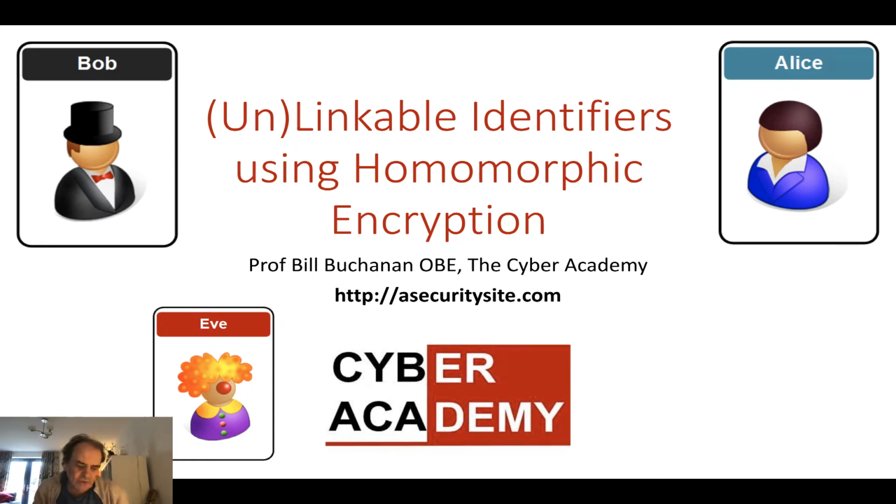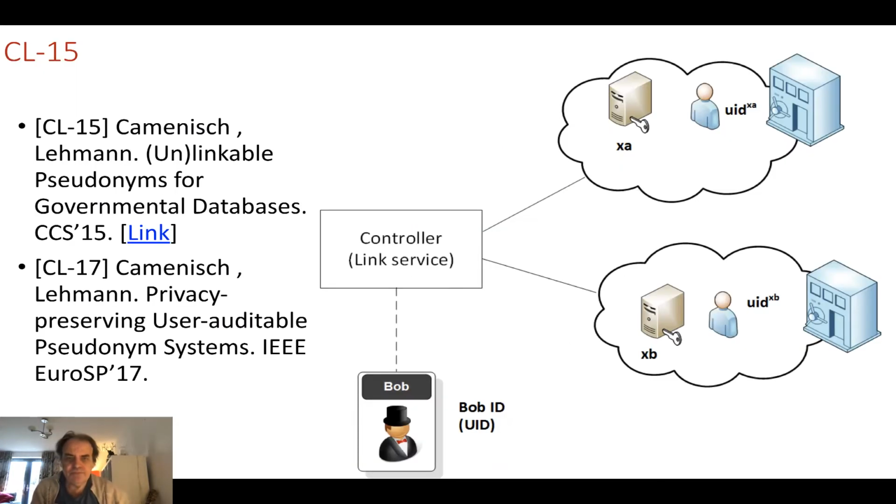So I'm going to show you a basic demonstration of how we can unlink identifiers. So in this presentation, what I want to do is to be able to link one pseudo ID to another pseudo ID without actually discovering what the link is. So the method that we'll be looking at was developed by Kamenish, and it's defined as CL15.